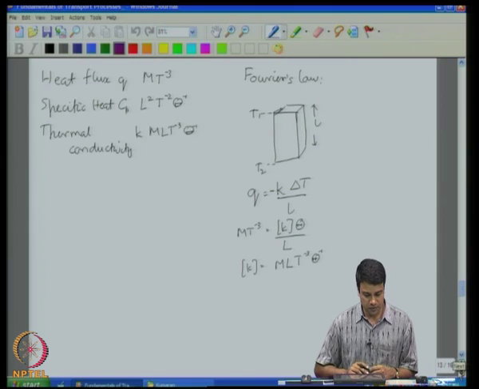And then we looked at some quantities of interest in heat transfer: the heat flux, the specific heat, the thermal conductivity. And the thermal conductivity comes from Fourier's law for heat transfer.